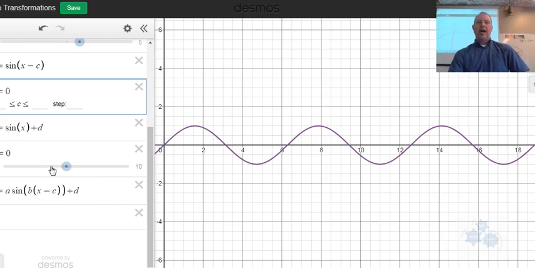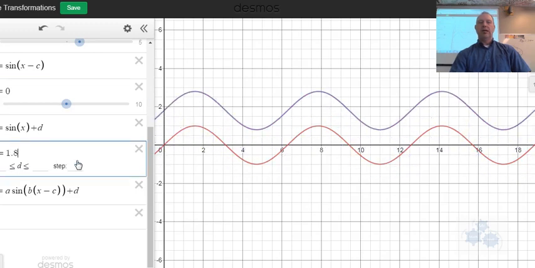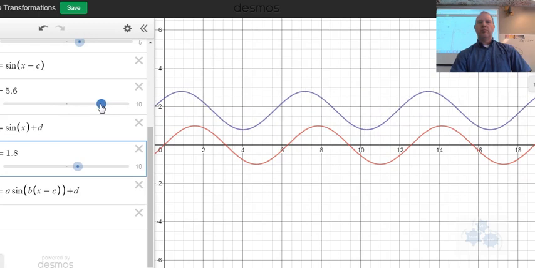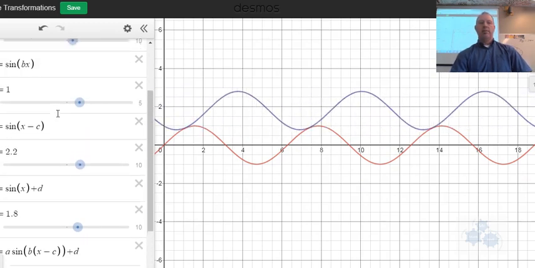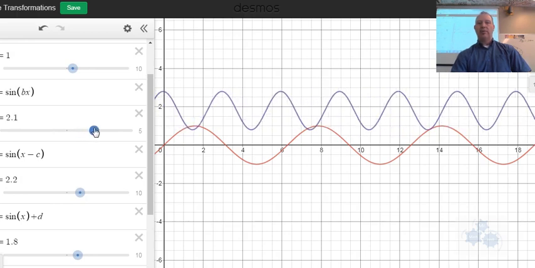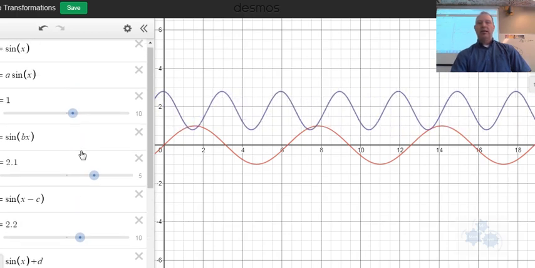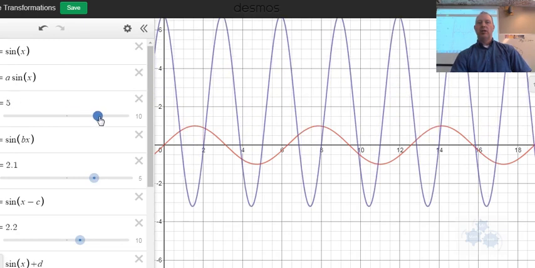All right, so now if I move D, we know that this is going to move up and down. So let's have D there at about 1.8. What about C? If I move C, I'm going to move it left to right. Let's put the C there. B is a stretch, so look what happens here. I'm going to compress it a little bit because I'm going to up the B. And A, I'm also going to stretch in the vertical direction. And so there we go.